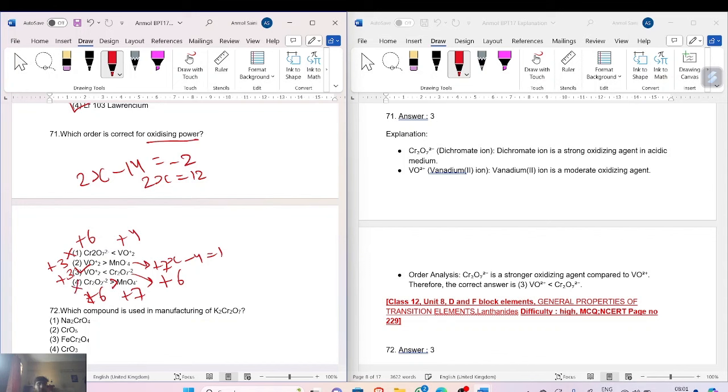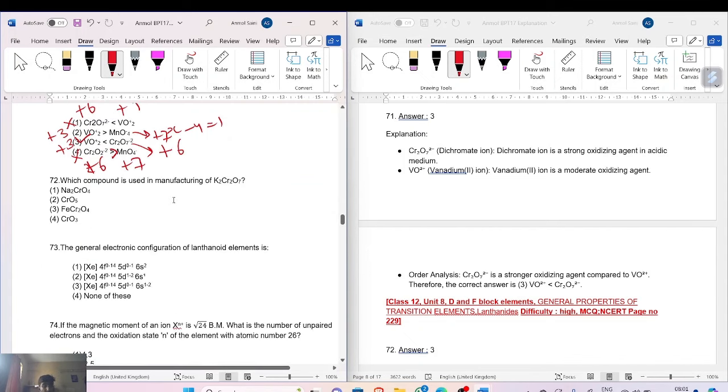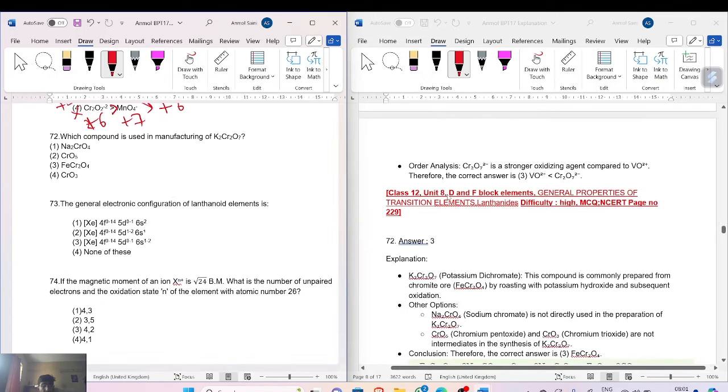So hence we can conclude that option 3 is correct, because here chromium is in its highest oxidation state, that is +6. So it has the highest oxidizing power. The same explanation has been given here. So now let's come to question number 72.